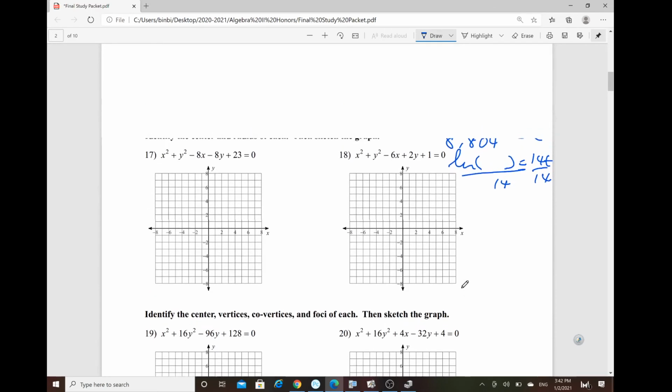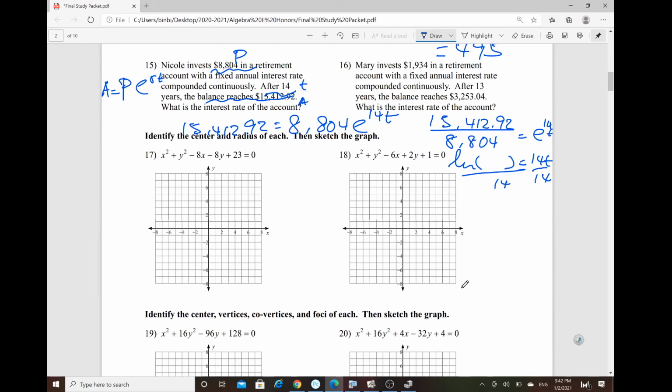Okay, so identifying the next type of problem: identifying the center and the radius. So it's the conic section. It's all about the circle. Again, this one is all about completing the square, identifying the values of h and k, the center, and the radius. Okay, so let's look at number 17.